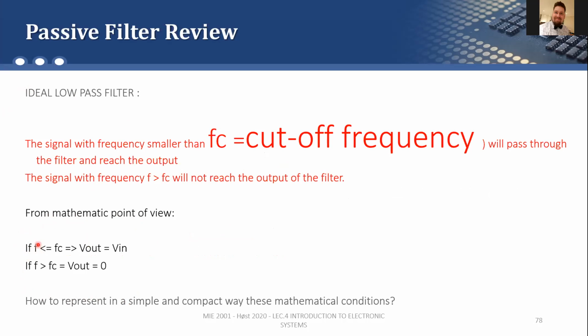If f, the frequency of the input signal, is smaller or equal to the cutoff frequency, then the output is equal to the input, because the input passed through the filter and reached the output, right? If the frequency is higher than the cutoff frequency, then the input cannot pass. If the input cannot pass through the filter, then there is no output, which means that the output is zero.